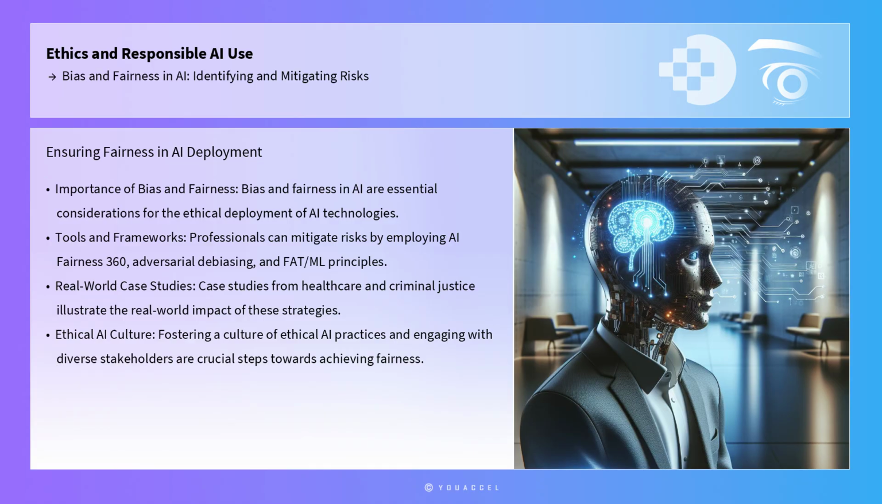In conclusion, bias and fairness in AI are complex but essential considerations for the ethical deployment of AI technologies. Professionals can mitigate risks by employing practical tools and frameworks such as AI Fairness 360, adversarial debiasing, and FAT-ML principles. Case studies from healthcare and criminal justice illustrate the real-world impact of these strategies and highlight the importance of ongoing monitoring and assessment. Furthermore, fostering a culture of ethical AI practices and engaging with diverse stakeholders are crucial steps towards achieving fairness in AI systems.